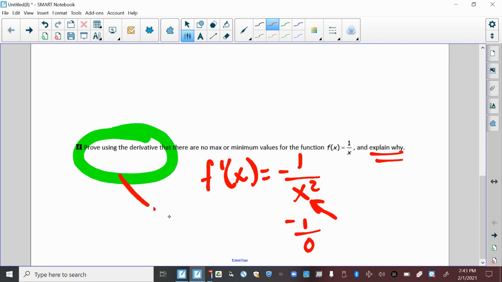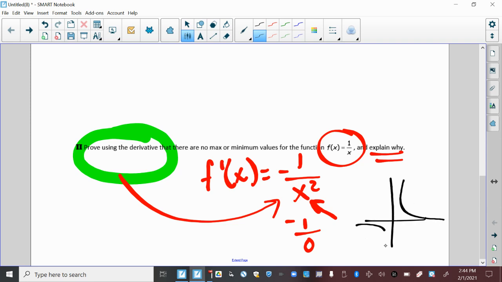So using the derivative is this right here. Some people just say there's an asymptote on the function, but that's not using the derivative. Yes, there's an asymptote, but that actually does not mean there's no interval or there's no max or min. This is what y equals 1 over x looks like.